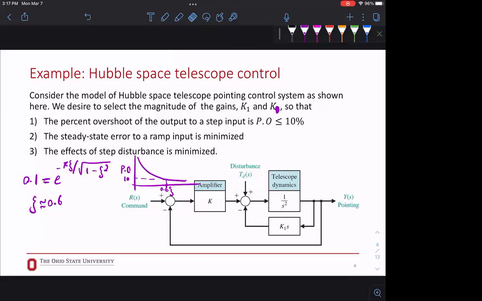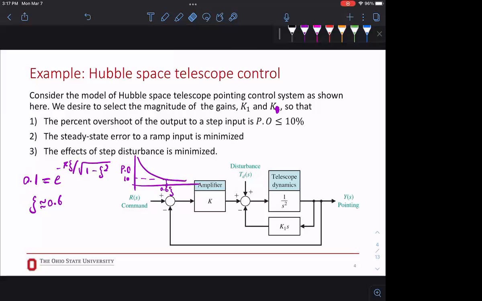Now I kind of know the damping of my system based on the first requirement. Then we want to have the steady state error to a ramp input minimized. Now, what is your approach to do this? I took care of the first one. Find the transfer function of the system first, very quickly, right? Because as soon as I say steady state error, what does it mean? I need to find E, which is R minus Y. Where do I get Y? From the transfer function, right?